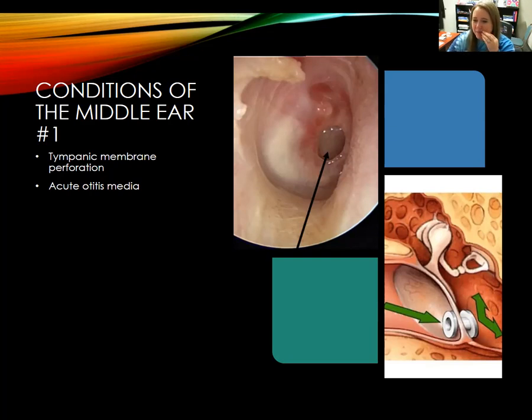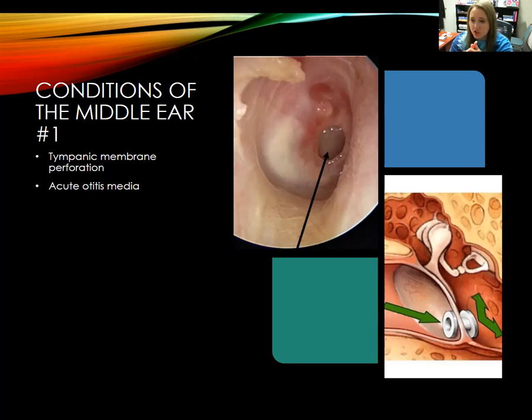You're making me cringe. A lot of times this just heals spontaneously, and we want to protect it from water getting down in it, because like we said, this is a barrier between the external ear and the inner ear, and we don't want things to get down in there, because then we can cause further infection. So we just want to protect it from water and things getting down in there while it's healing.